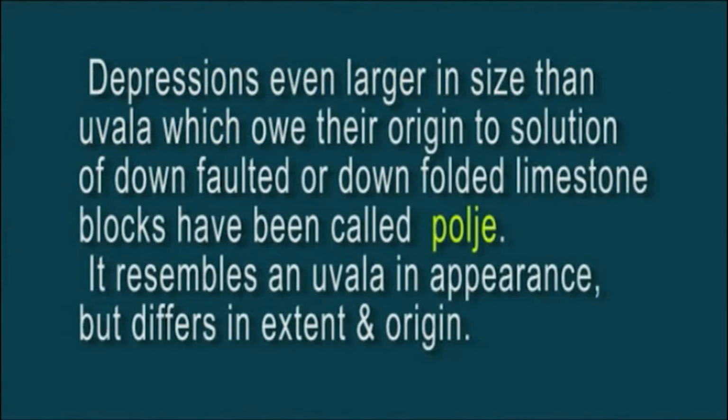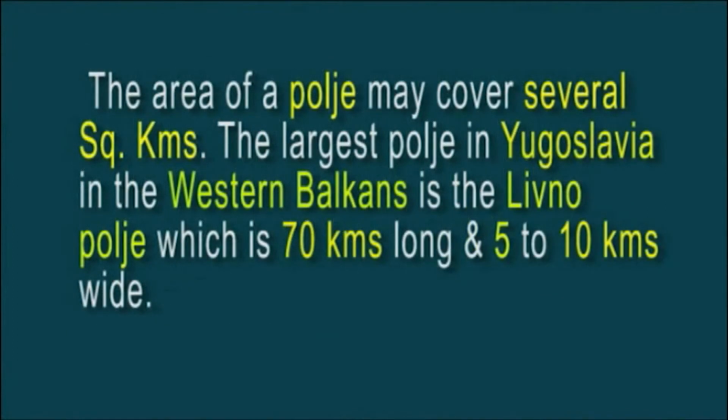Depressions even larger in size than uvalas, which owe their origin to solution of down-faulted or down-folded limestone blocks, have been called polje. It resembles an uvala in appearance, but differs in extent and origin. The areas of polje may cover several square kilometers. The largest polje in Yugoslavia in the Western Balkans is the Livno polje, which is 70 kilometers long and 5 to 10 kilometers wide.